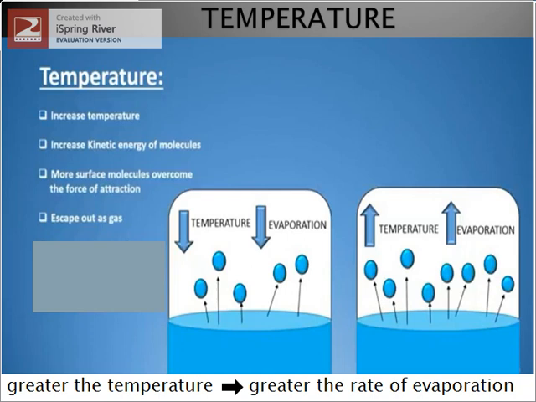You can take for example, clothes dry faster during summer than in winter. Why? During summer, the temperature is high, so the rate of evaporation is also high, and hence clothes dry faster during the summer season. Hence we can conclude, the greater the temperature, the greater will be the rate of evaporation. Or you can tell, the rate of evaporation is directly proportional to the temperature.